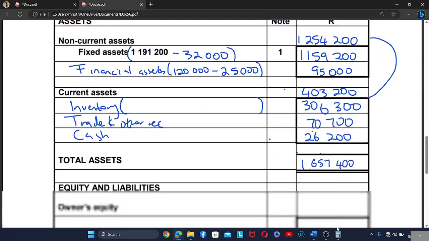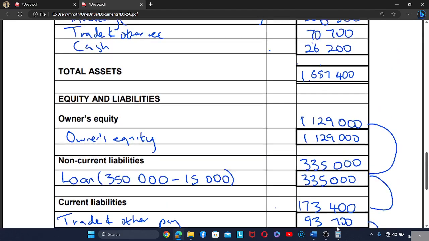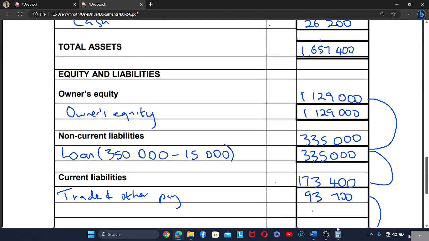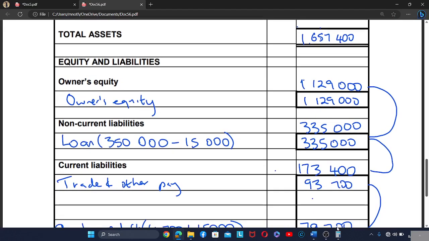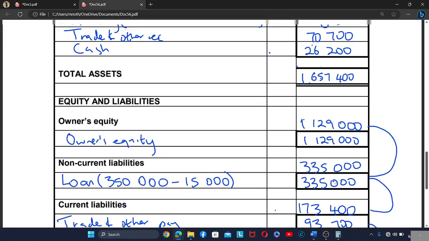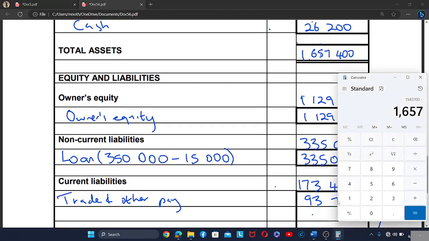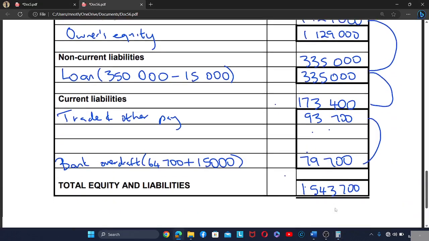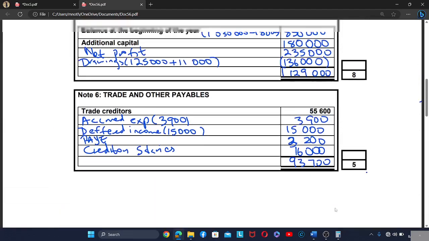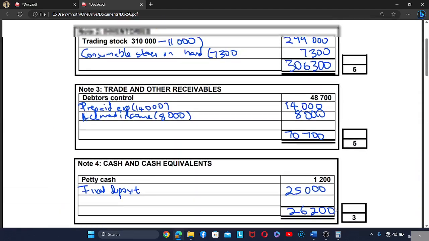So you can see that our balance sheet is not balancing. So now what could be the problem? So this means that we made some mistake. So this one is 1,657,400, minus 1,543,700. That is going to be 113,000. So let's check if you made any mistake here.